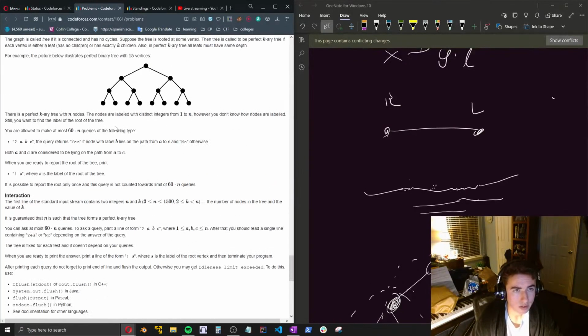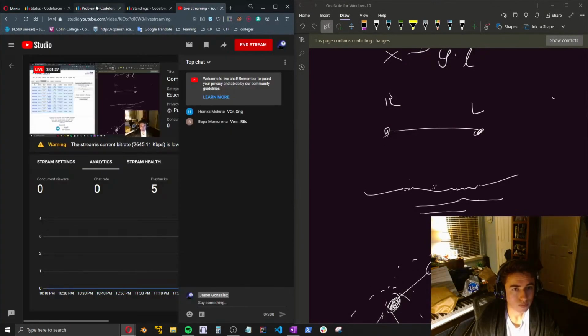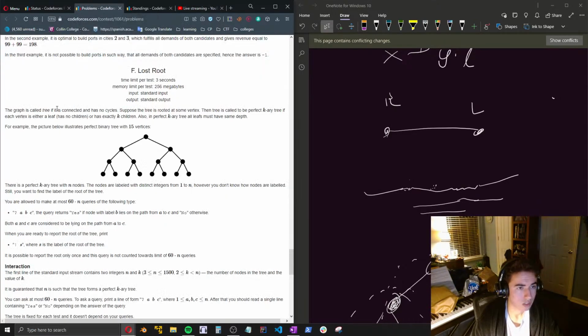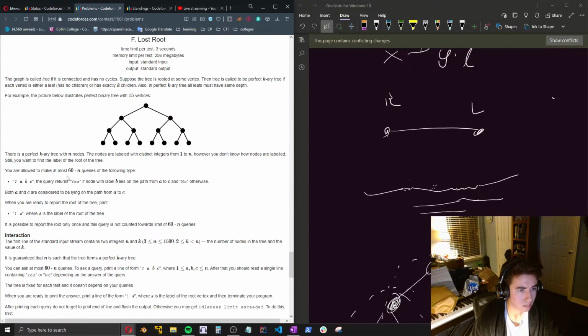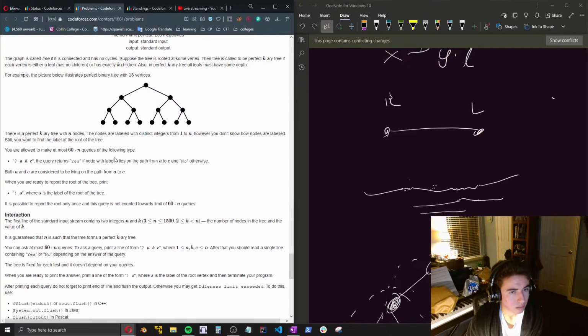What was F? Curiosity. A tree has no cycles. A tree is called k-ary if every non-leaf vertex has exactly k children. Perfect k-ary tree. A node with label B lies on the path from A to C. Okay, and you have to print the root. Interesting.